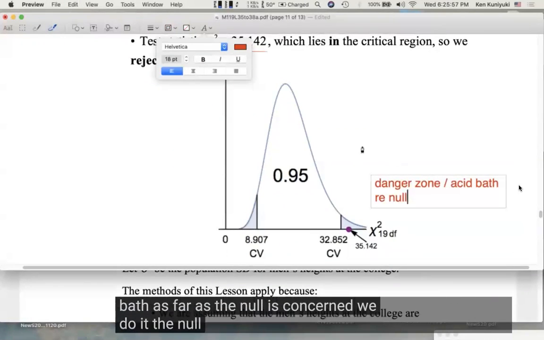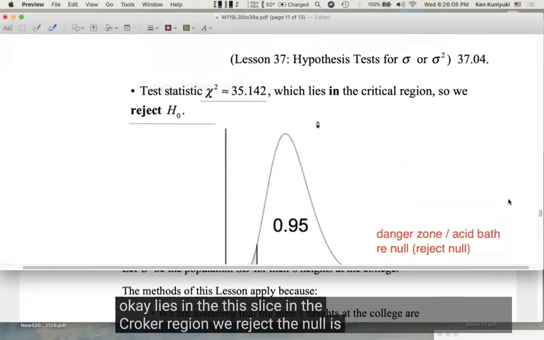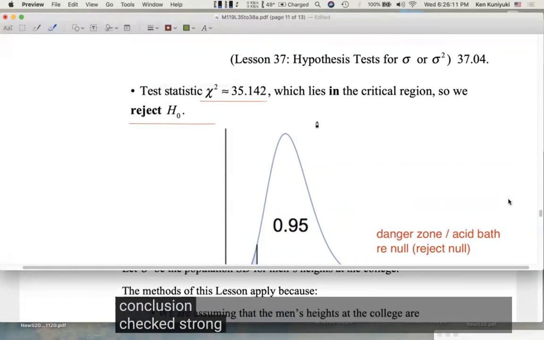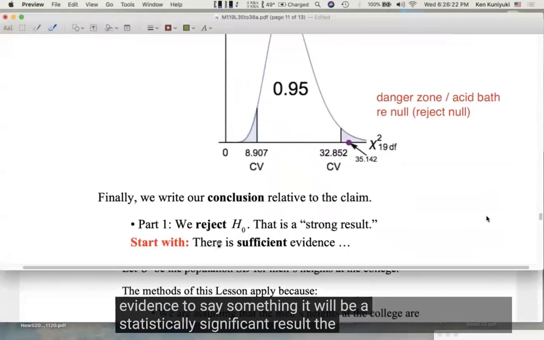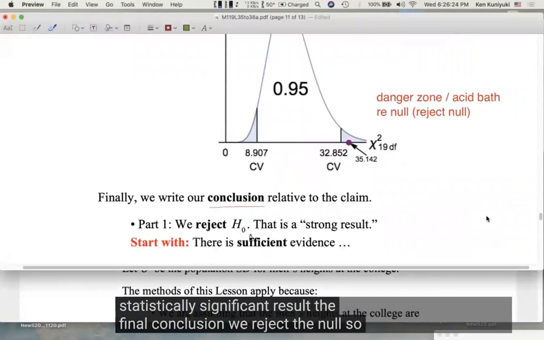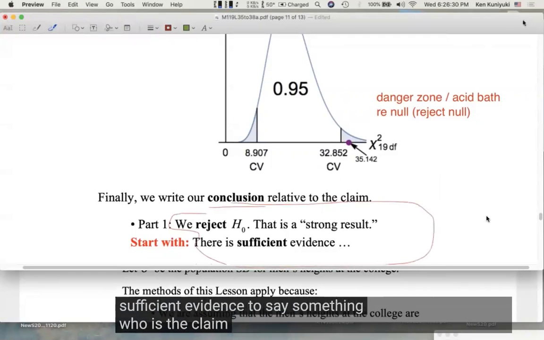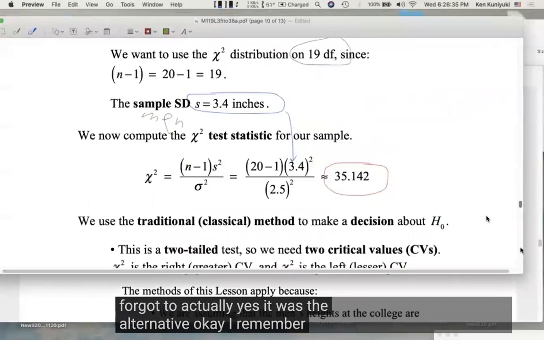What do you do with the null? We reject the null, since the test statistic lies in the critical region. Is that a strong or weak conclusion? Reject is strong. Will we have sufficient or insufficient evidence to say something? We will have sufficient evidence. It will be a statistically significant result. The final conclusion: we reject the null, so that's a strong result, and there is sufficient evidence to say something. Who is the claim? It was the alternative. Okay, I remember, it's the alternative.